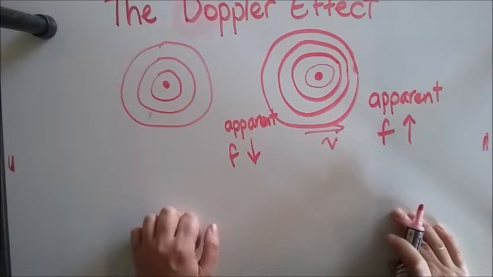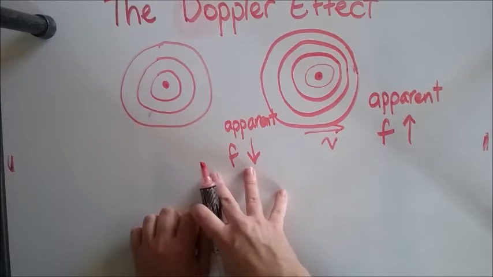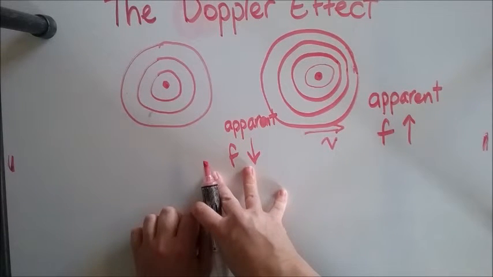And you can hear this. This is why when you're, say, standing on the side of the road and a fire engine or an ambulance or a police car with their sirens drives past, as it's approaching you, it appears high-pitched, and as it's moving away from you, it appears low-pitched.